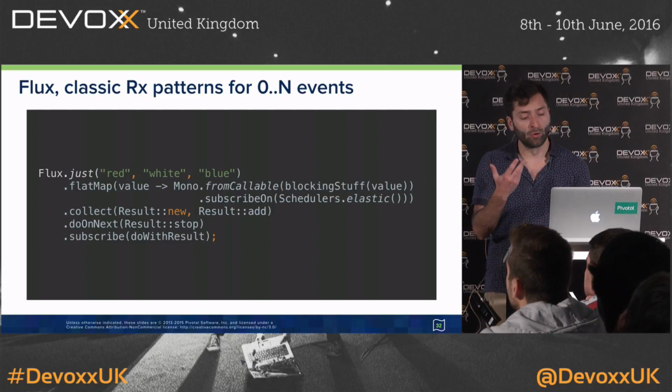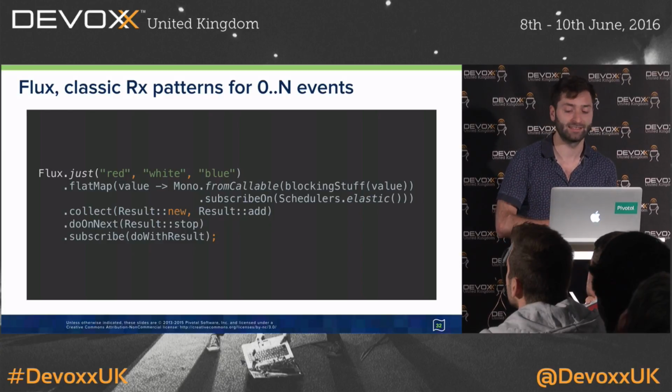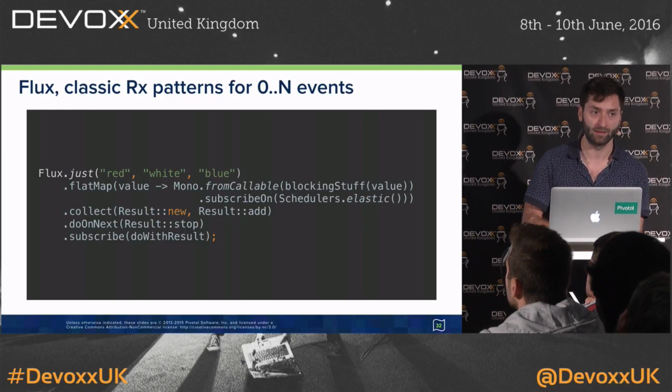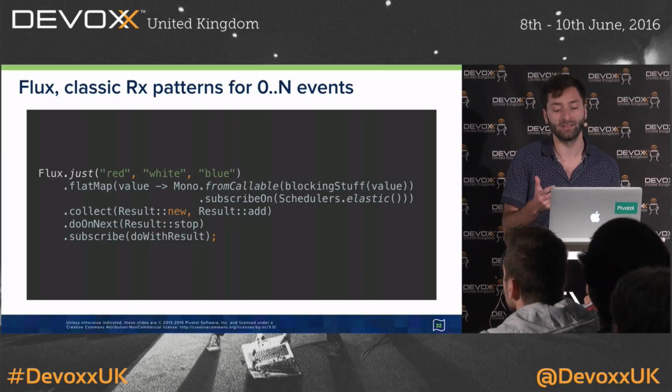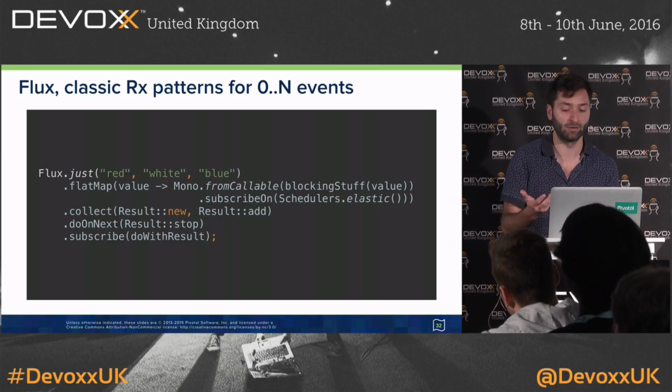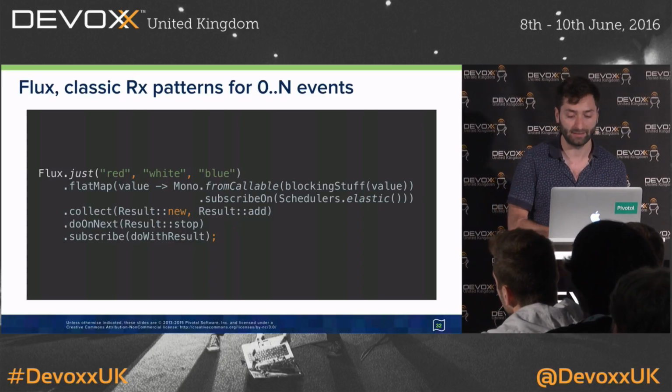If you need a more classic example of scatter-gather, here is an example of scatter-gather using, instead of a CompletableFuture, a Mono, and the Mono is created from a callable. And let's say the blockingStuff value returns a callable. It's calling, for instance, RestTemplate, a blocking RestTemplate.